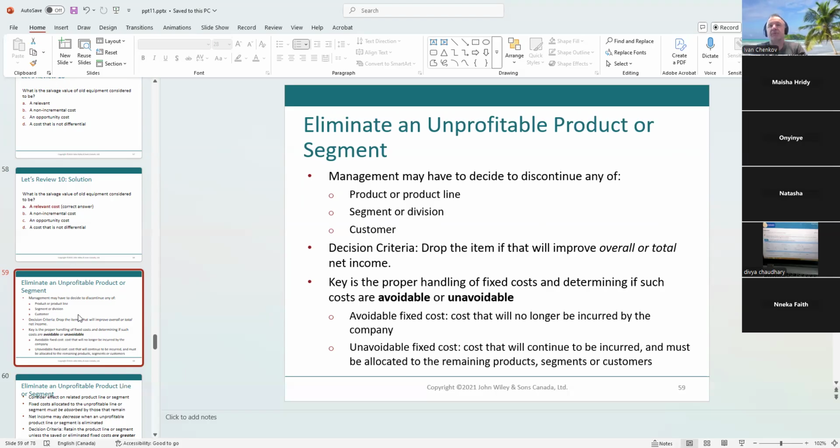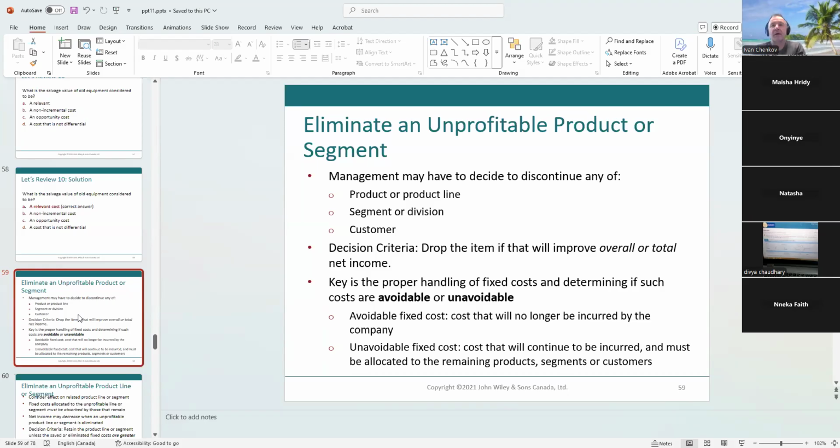Management, you have to make sometimes decisions. Should I keep this product line, or should I keep this segment, or should I keep this customer? The decision criteria here is you eliminate that customer as long as you improve the net income. If by eliminating the customer net income increases, go for it. If the net income decreases, no go.